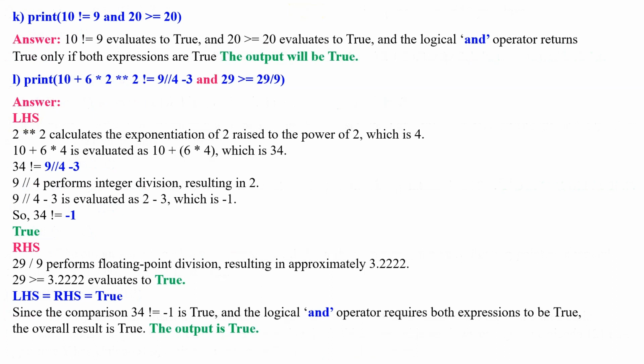Question K. Answer. 10 is not equal to 9 evaluates to True, and 20 greater than or equal to 20 evaluates to True, and the logical and operator returns True only if both expressions are True. The output will be True.